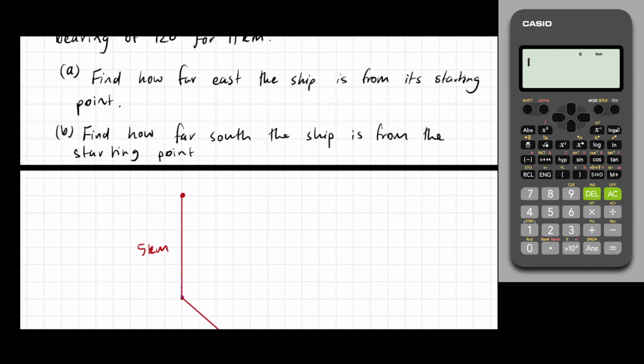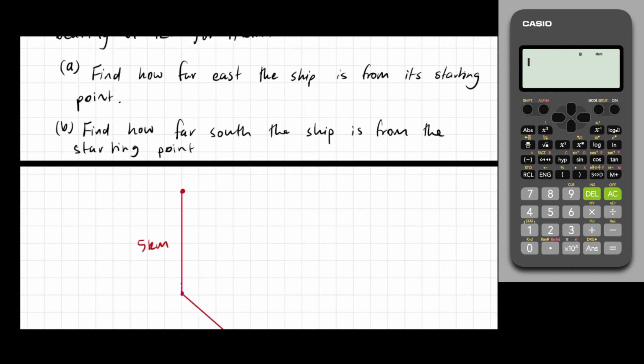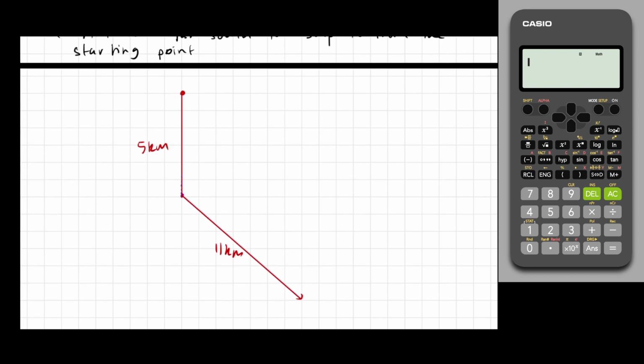So that's our picture, and that's what we've got, okay? Our first part is find how far east the ship is from its starting point, okay? So how far east? Not how far southeast, not how far south, how far east. That is, if we were just to look on an eastern scale, so from our starting point, how far east, so how far directly east, has he traveled, okay? So in other words, I'm looking for how far from here to here has he traveled, okay?